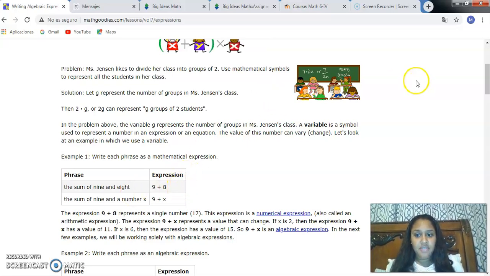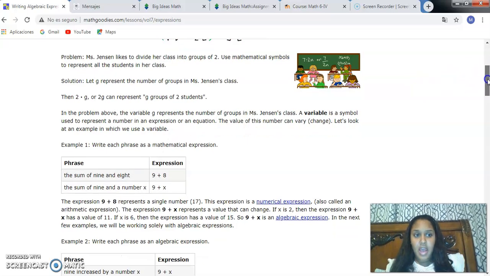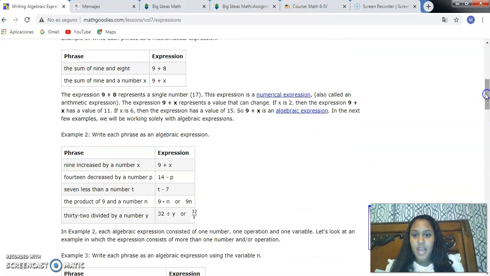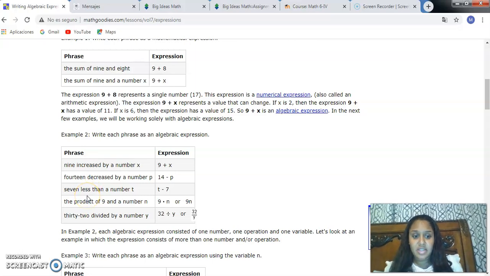So in this case, if I have the sum of 9 and a number x, then it will be an addition of 9 and x. As you can see here, I have 14 decreased by a number p. Decreased means subtraction, so there you can see it. You write it in the same order that they give it to you. 7 less than a number t. In this case, it varies because they are telling me 7 less than a number t. That means that I am subtracting 7 from the letter t.